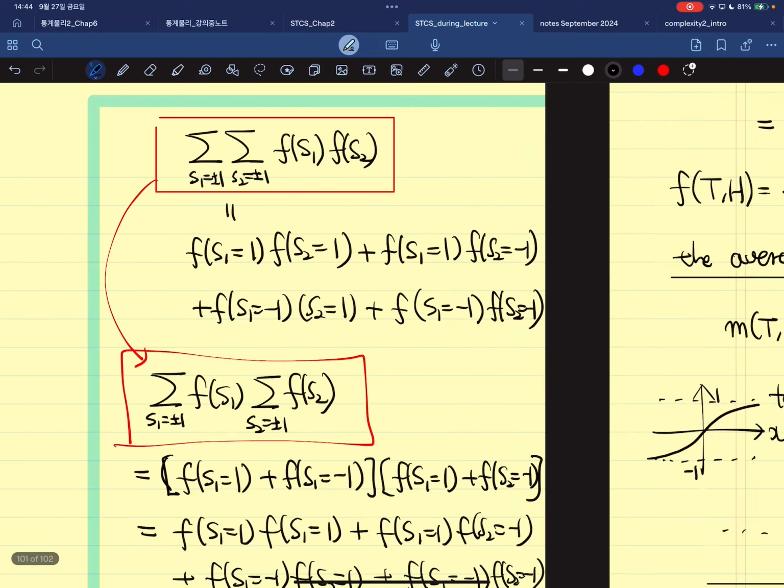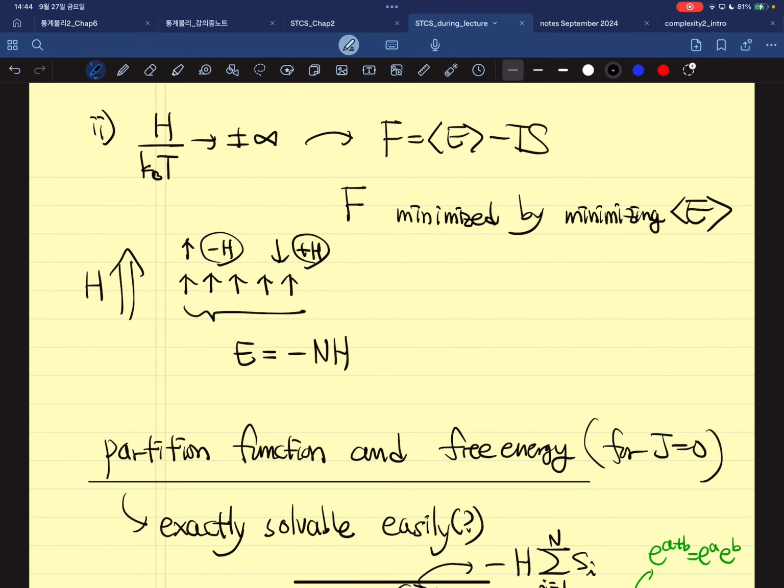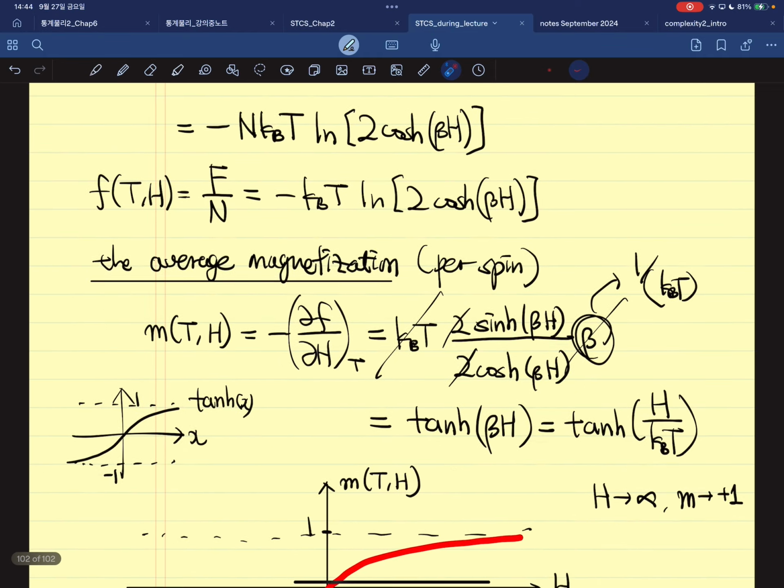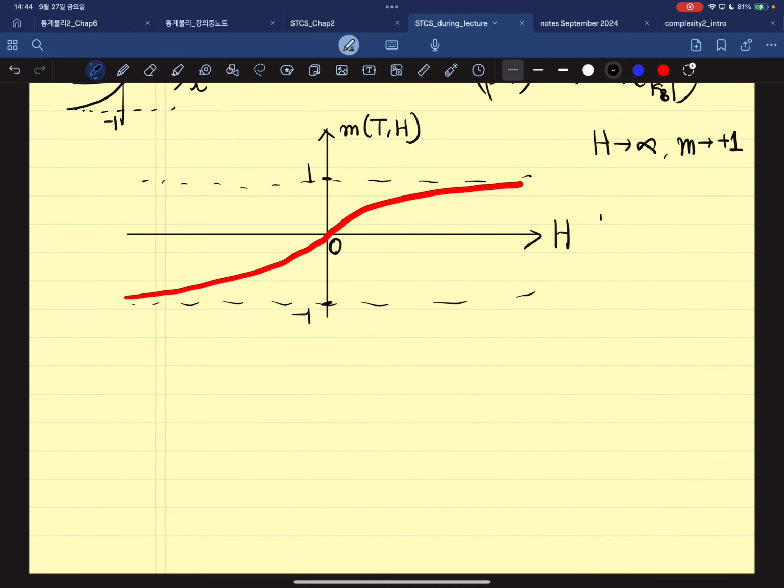Just like we already checked. If h goes to negative infinity, then m should go to -1, because both should point in the same direction. And when h is 0, then m should be 0, partly because of the symmetry here.